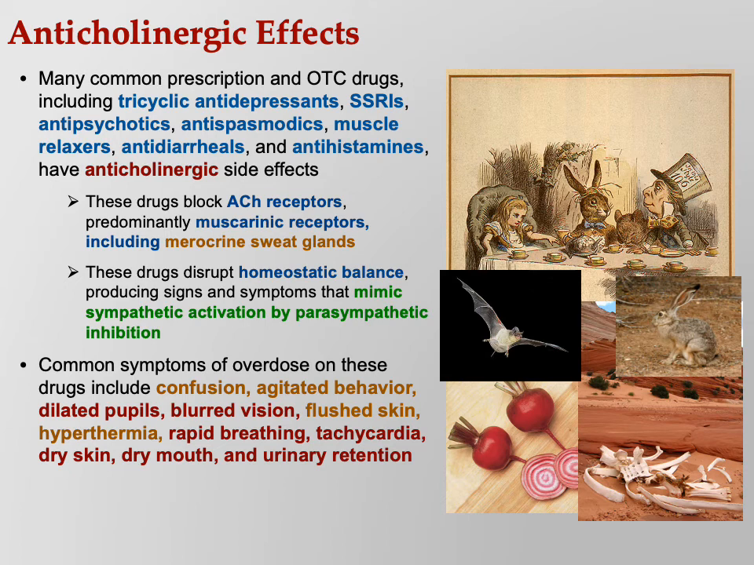Dilated pupils, blurred vision, flushed skin, and hyperthermia. Hyperthermia means your body temperature is too warm. So notice dilated pupils, that would be a sympathetic effect. The blurred vision comes because you also block the ability of the lens to focus. And now you have the effects that are not at all like sympathetic, the flushed skin and hyperthermia.